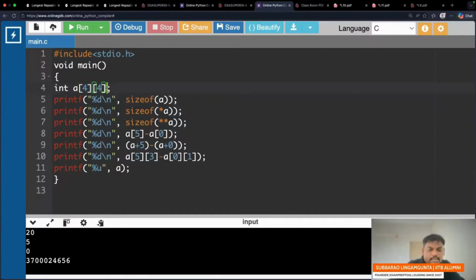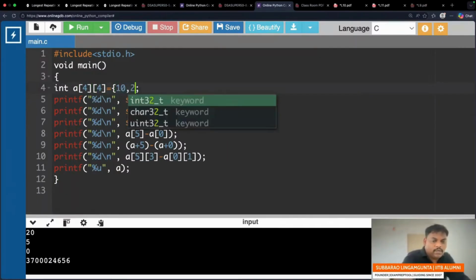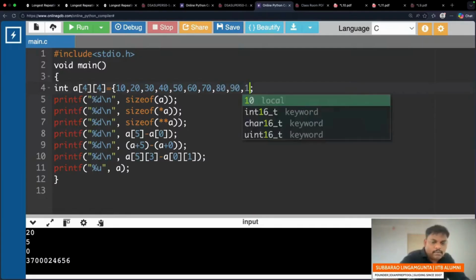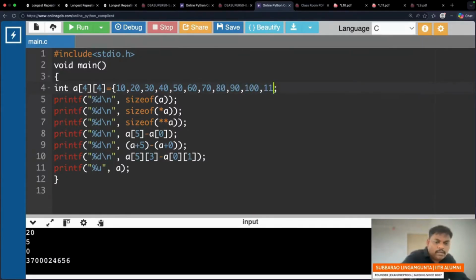16 elements. I can assign also: 10, 20, 30, 40, 50, 60, 70, 80, 90, 100, 110, 120, 130, 140, 150, 160. Total 16 elements, no? Totally 16.